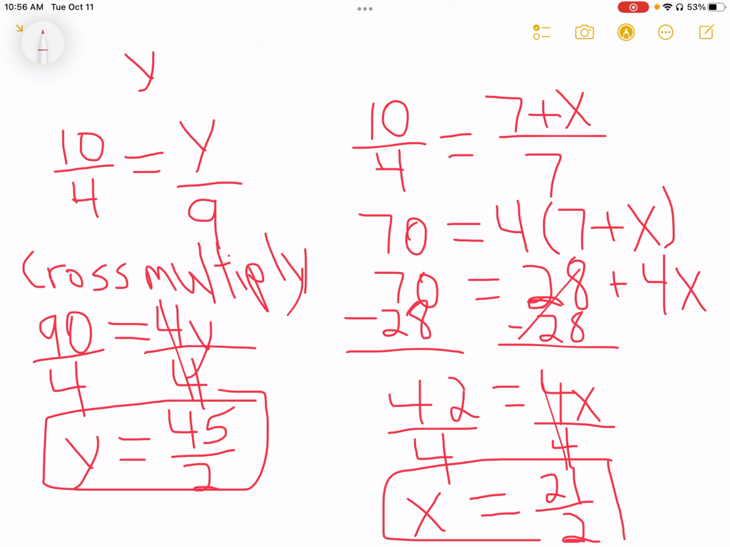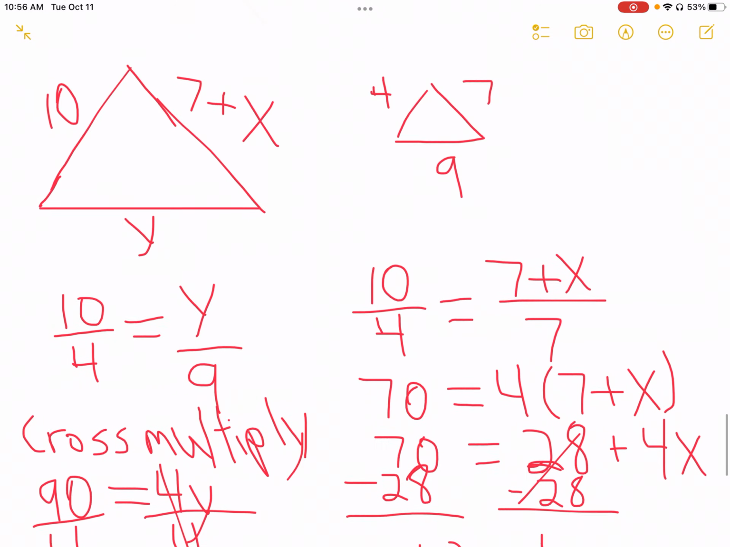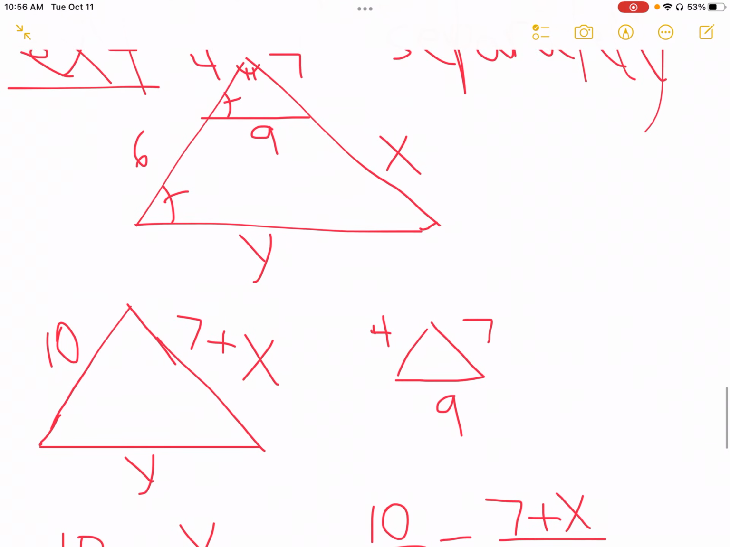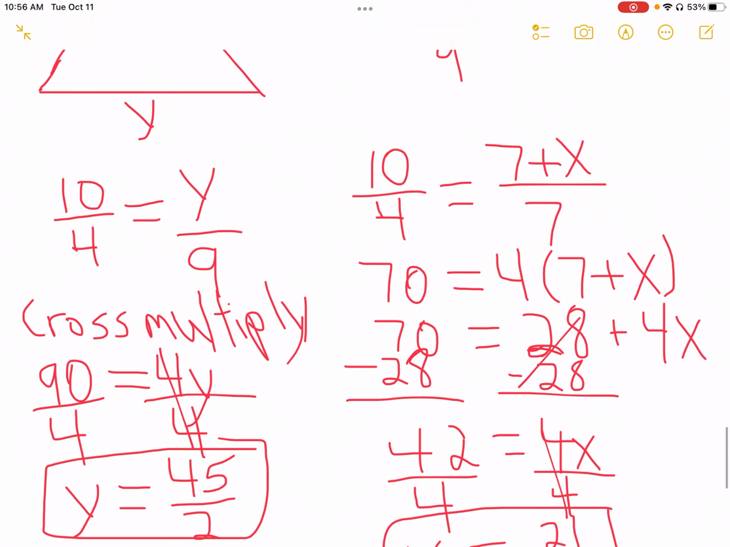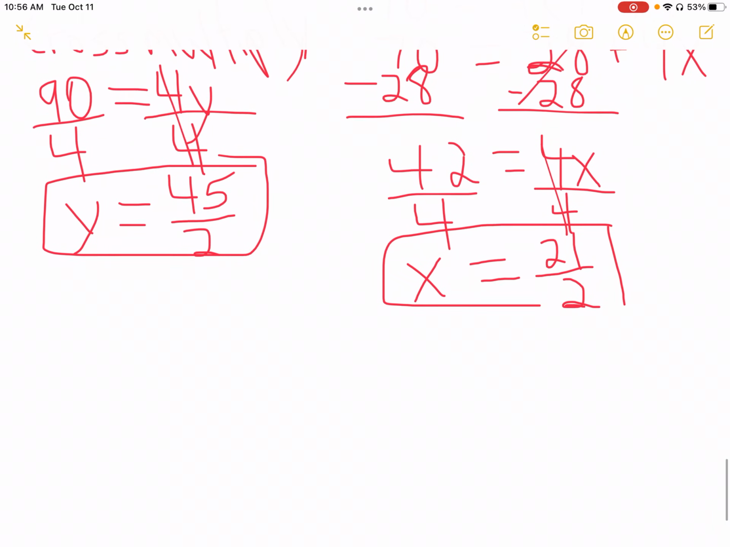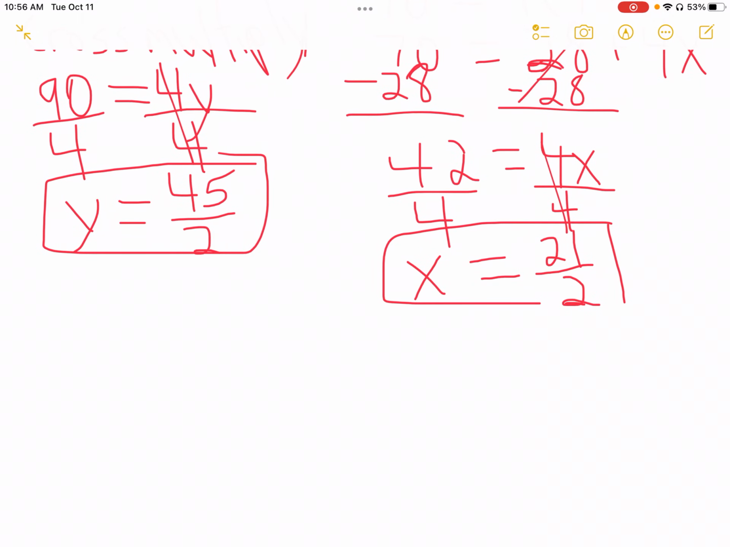All right, so drawing them separately is a good idea. That way you can see how they're similar. Okay, so if you want to take a pause here and work on some of the practice ones, then we'll go into lesson 25.